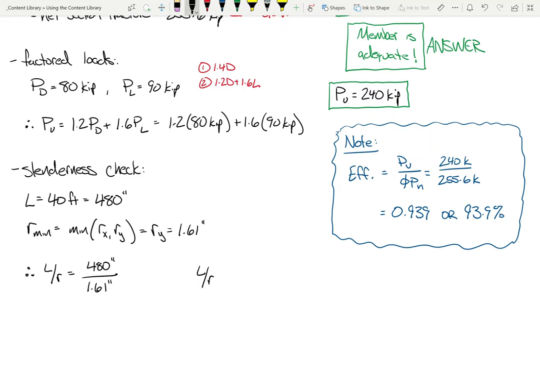298.13. Okay, so L over R is 298.1. What does that mean? It's pretty close. Yeah, it is pretty close, but it's okay. It does meet the limit, okay? But it barely meets the limit.